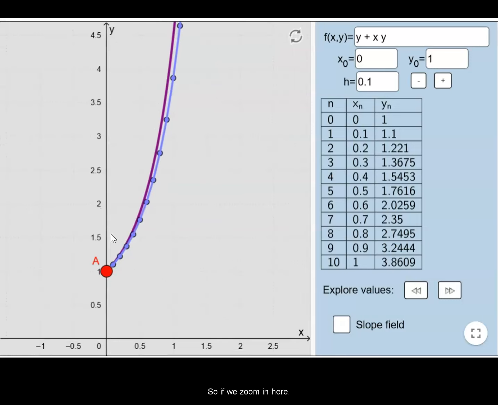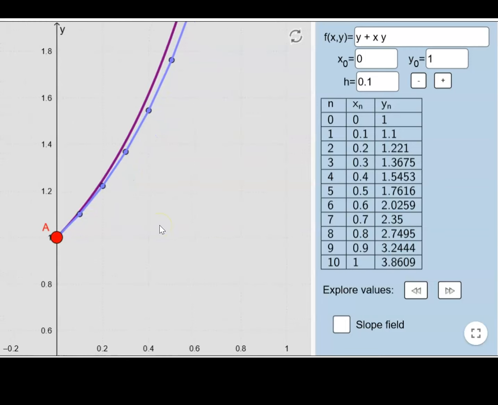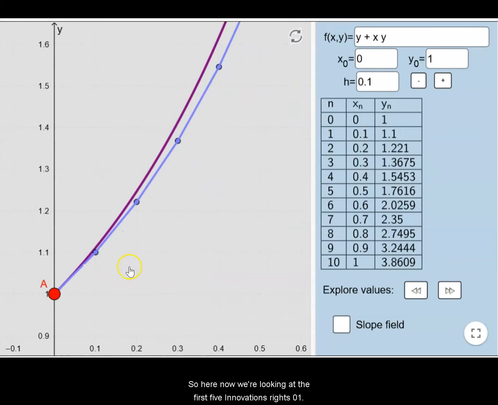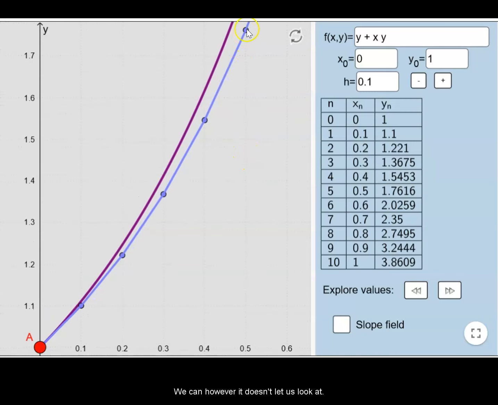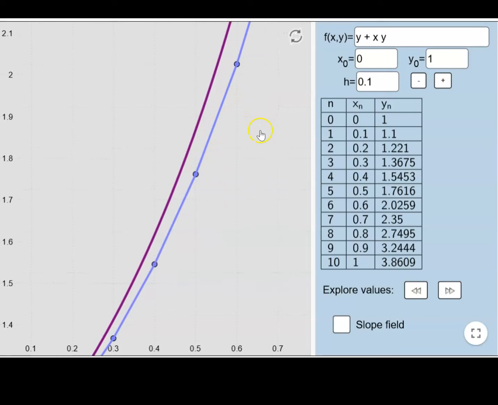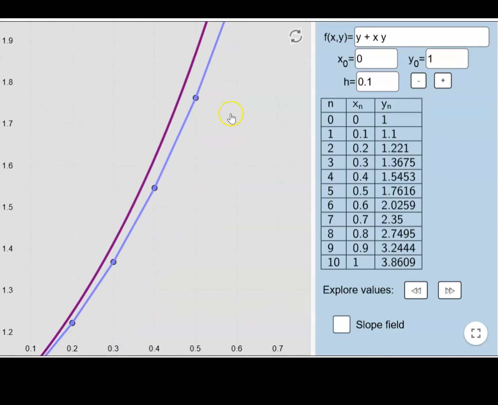So if we zoom in here quite a bit, now we're looking at the first 5 iterations. So 1, 2, 3, 4. Let's maybe try to pull this down a little bit if we can. However, it doesn't let us look at the actual values. It does have a table for us, so that's nice. But we can see how we start to diverge, and we can see what the error is between the 5th and the actual value.